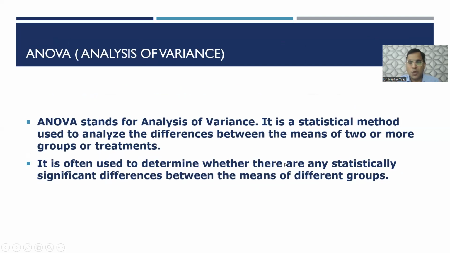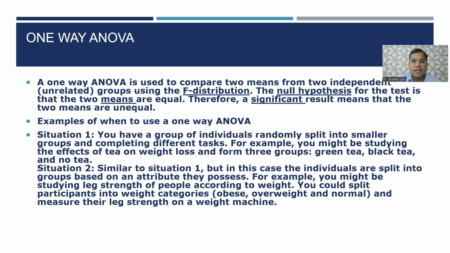Now we come to ANOVA. ANOVA is the father of all the tests, given by Professor R.A. Fisher. ANOVA stands for analysis of variance. It's a statistical method used to analyze the differences between the means of two or more groups or treatments. It is often used to determine whether there are any statistically significant differences between the means of different groups or not.